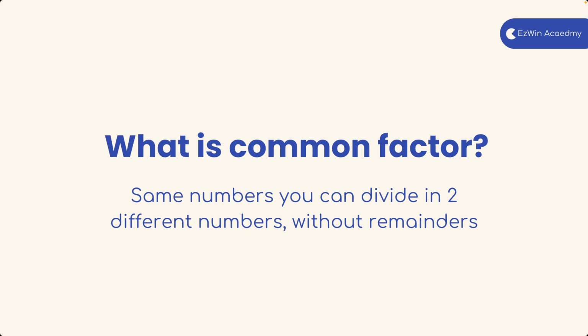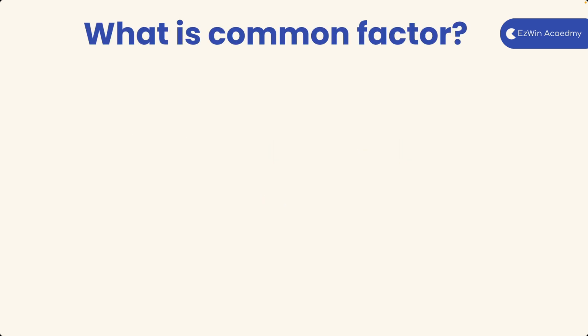What then is a common factor? A common factor is basically the same number that you can divide two different numbers by without, you guessed it, remainders. We're going to start off with a simple example. We have 10 and now we have 15. What is the common factor between 10 and 15? You can pause this video and try it out on your own to see whether you get the answer.